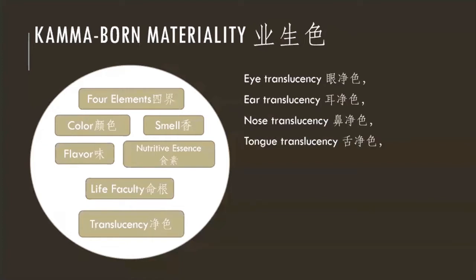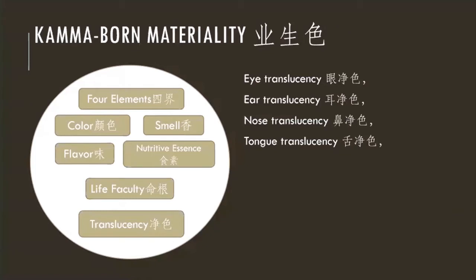The next one, tongue translucency. It will be only in the tongue. We can know the taste when we touch something. So it can know the flavor of the taste. When we have very good tongue translucency, we can taste well. If we don't have good tongue translucency, we cannot know very well. So there must be flavor, there must be tongue translucency, there must be tongue consciousness, then there will be tongue contact, then there will be mental process.